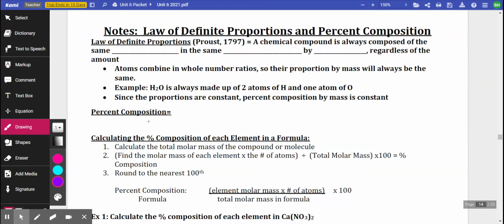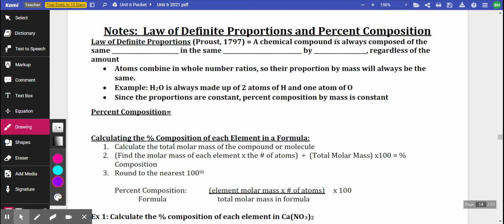Right, so at this point, we know how to write names and formulas of all different types of compounds. So the next step we're going to do is be able to calculate the percent composition of the elements in those compounds that we now know how to write names and formulas of. So percent composition describes the percentage that an element makes up of a compound.